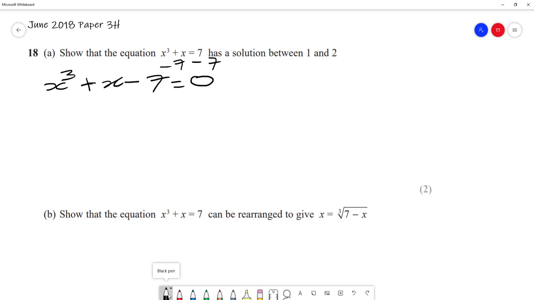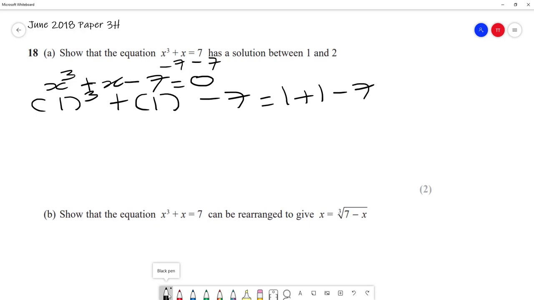So the way you show it has a solution between 1 and 2 is when you substitute one number in, you will get a positive result, and when you substitute another number in, you'll get a negative result. So because it changes sign, it shows there's a root. So let's substitute 1 in. We do 1 cubed plus 1 minus 7. Now that's going to be 1 plus 1 minus 7, which gives me 2 minus 7, which is minus 5. Now because this is a negative number, I'm going to say less than 0.